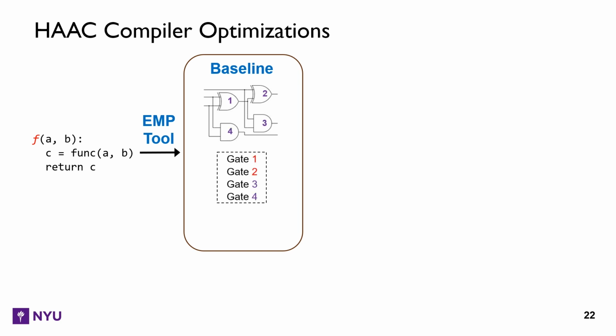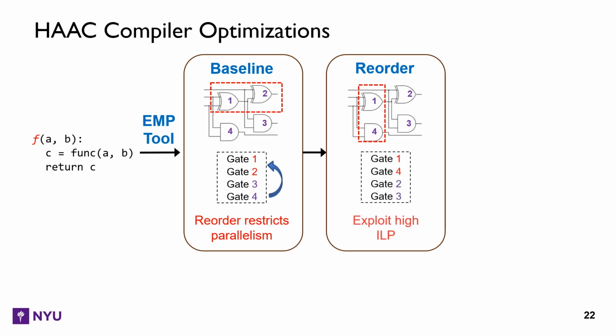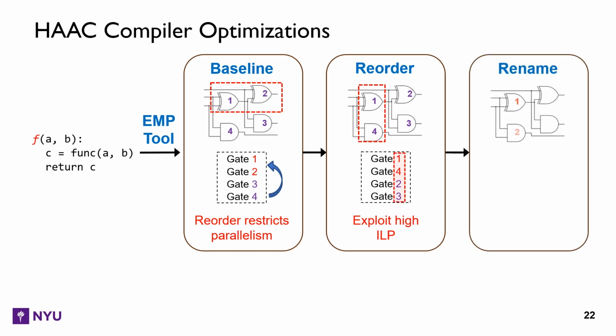EMP-tool is a garbled circuit framework to generate basic circuits. But this baseline circuit has difficulty with parallel processing because it tends to put the gates in depth traverse. In HAAC, we analyze the baseline and reorder it according to the circuit level. In this example, we should parallelize gates 1 and 4 instead of 1 and 2. And finally, we rename the instructions according to the execution order, because reordering scrambles the gates and the output wires.